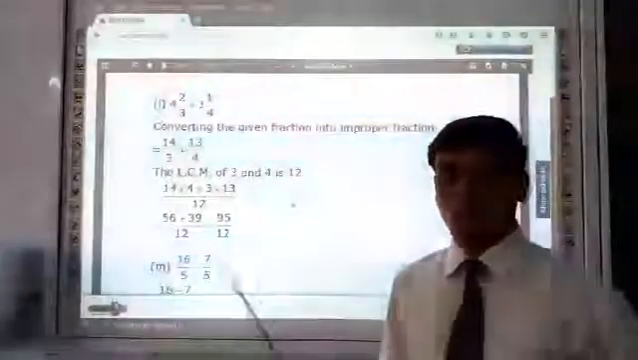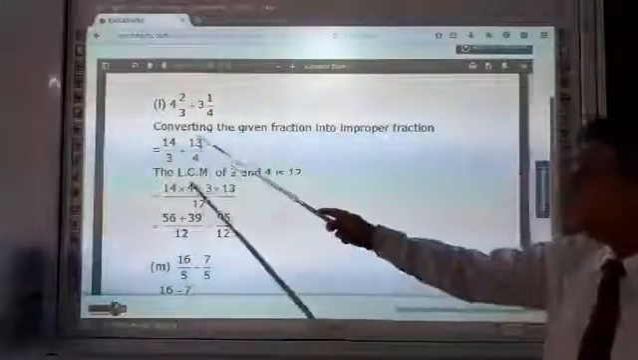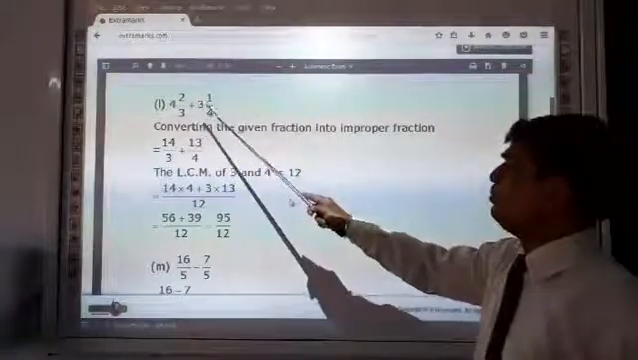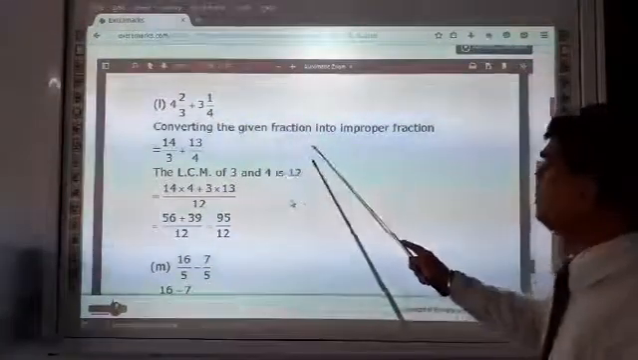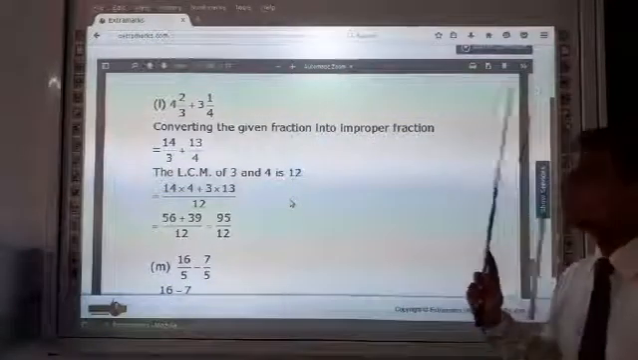Now we start chapter 5. Now solve the question. Look here. The question is 4 2/3 plus 3 1/4. Converting the given fractions into improper fractions.